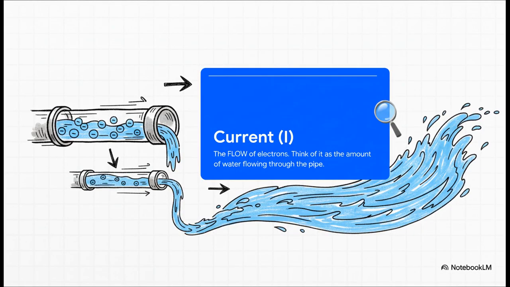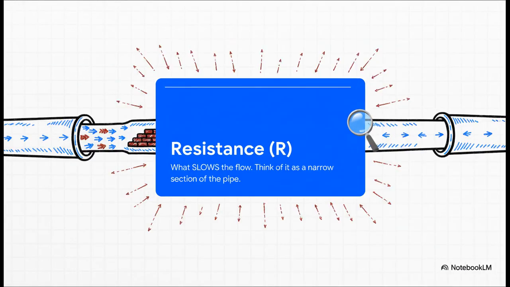Right, so if voltage is the push, then current is the actual flow. It's the measure of just how many electrons are zipping past a certain point at any given moment. Sticking with our water analogy, this is the volume of water flowing through the pipe. Is it a tiny trickle, or is it a raging river? That's current.